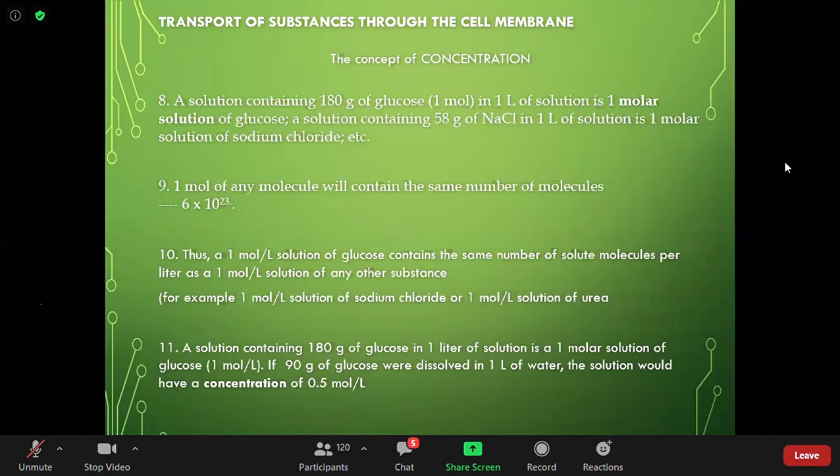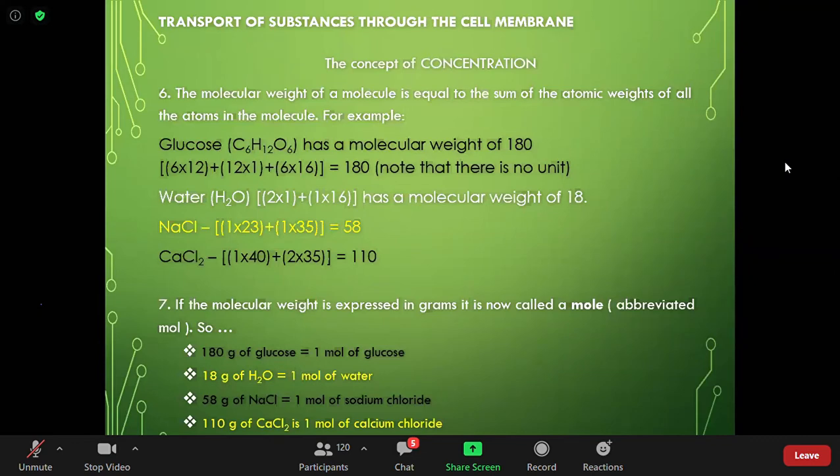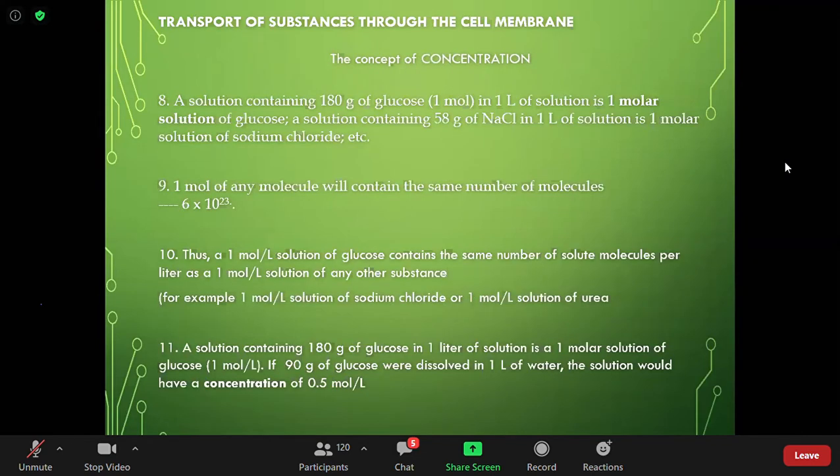A solution containing 180 grams of glucose, 1 mole, in 1 liter of solution is a 1 molar solution of glucose. A solution containing 58 grams of sodium chloride in 1 liter of solution is a 1 molar solution of sodium chloride. 1 mole of any molecule will contain the same number of molecules. Thus, a 1 mole per liter solution of glucose contains the same number of solute molecules per liter as a 1 mole per liter solution of any other substance. For example, it is the same with 1 mole per liter of sodium chloride or 1 mole per liter solution of urea.